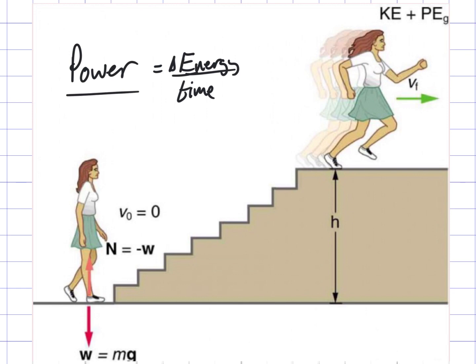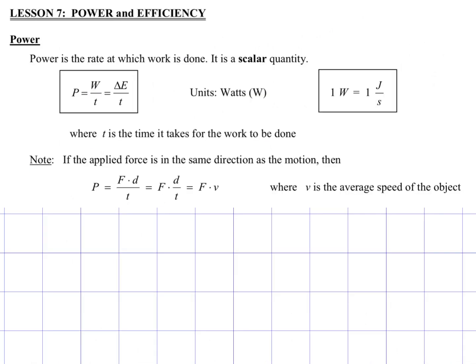So we would go through our energy calculations saying that she has zero mechanical energy at the beginning, and then at the top of the steps she would have some value for mechanical energy that would consist of this kinetic energy here, plus the gravitational potential energy here. Now, if you took a measurement of the time and divided that by time, that would give you power. And it's as simple as that. So let's have a look at some more detail.